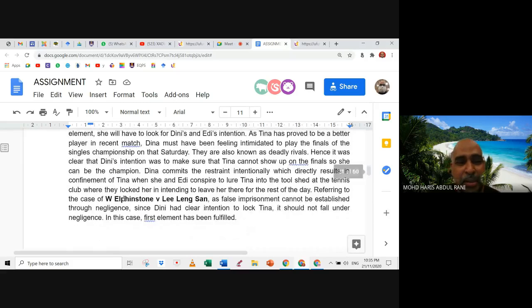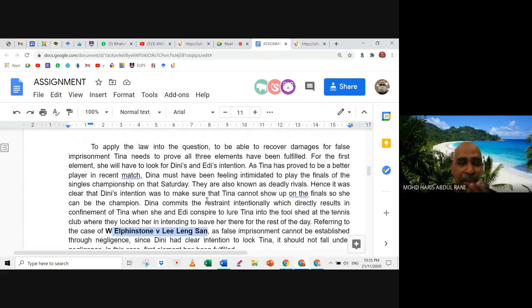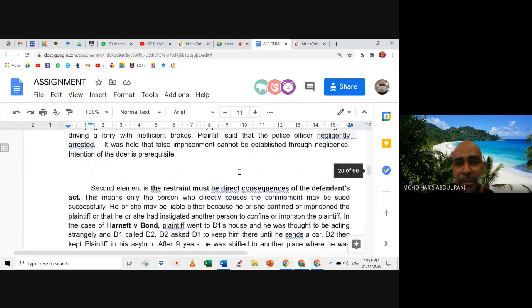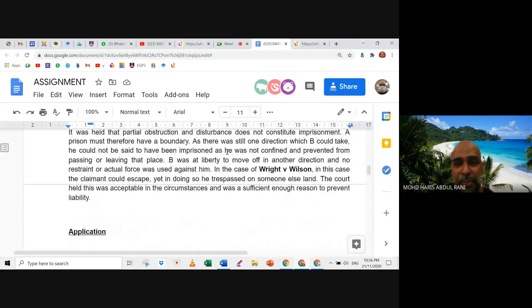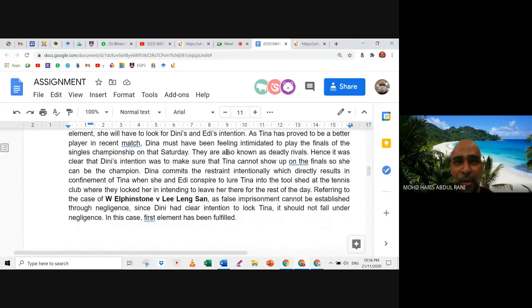So why do you need to put the mental state test again? No need. You just talk about the case. Sorry, the case. Look, I made a mistake. You are talking about only the problem that was given. So you talk about Dini, you talk about Eddie, you talk about Tina. What is the keyword you have to determine, whether Dini and Eddie's intention is in the mental intention? How do you prove intention? So luring Tina to that place is considered as mental. Second, is there a direct consequence? Direct consequence what? Locking. Locking is a direct consequence.